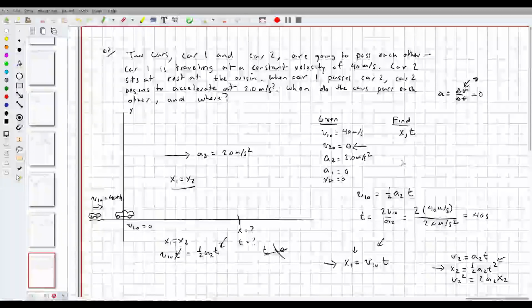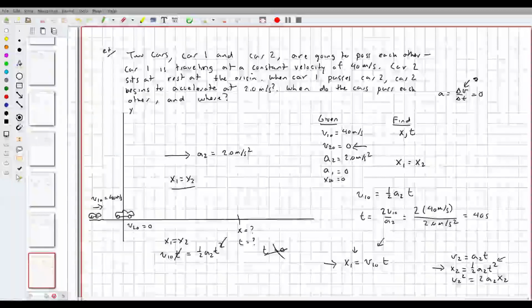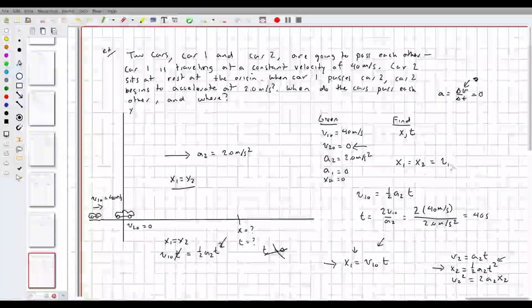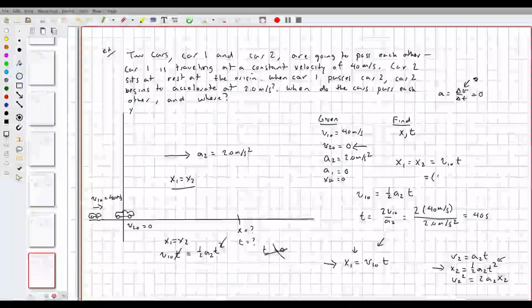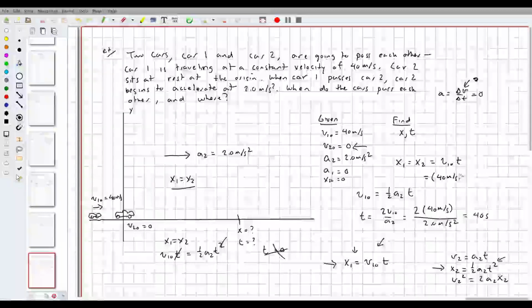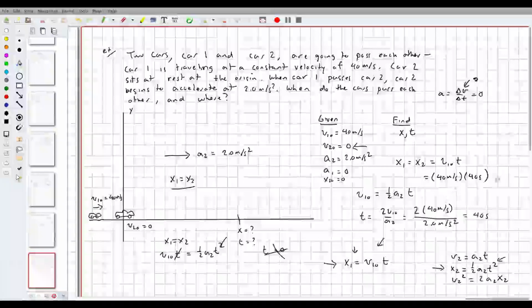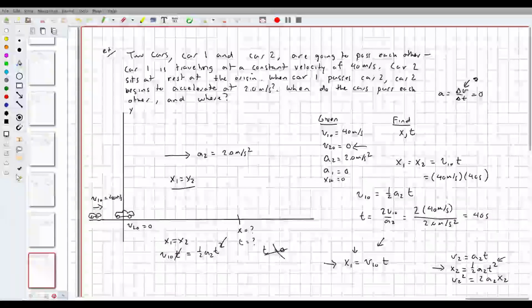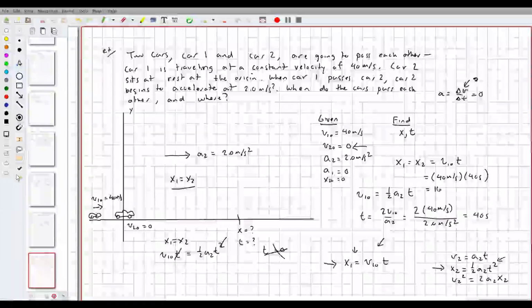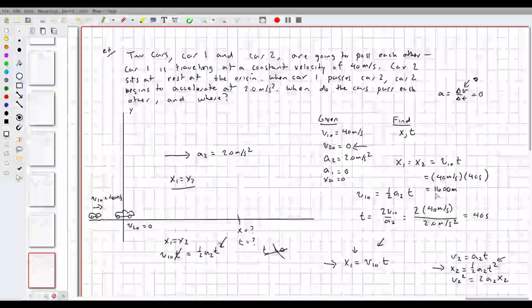So, x1, which is going to be the same thing incidentally as x2, is equal to v1 naught times t. Now, v1 naught is 40 meters per second. This is happening 40 seconds into the future. 4 times 4 is 16. You have 2 additional zeros there. 1,600 meters, or 1.6 kilometers approximately.